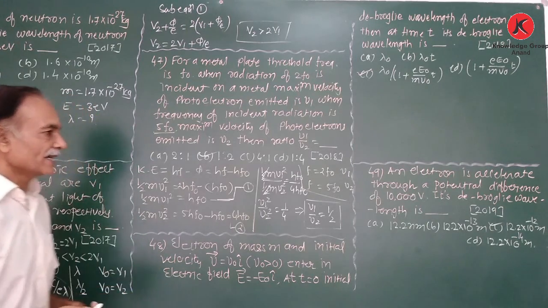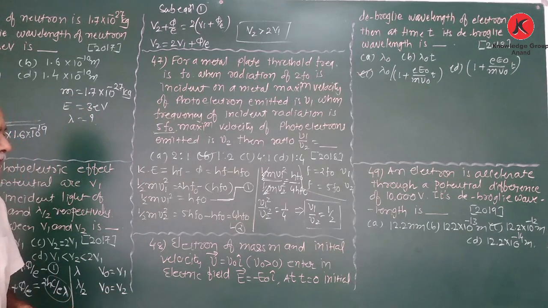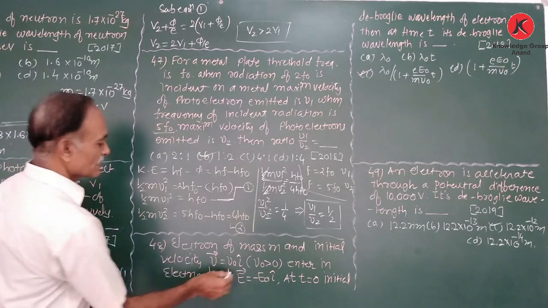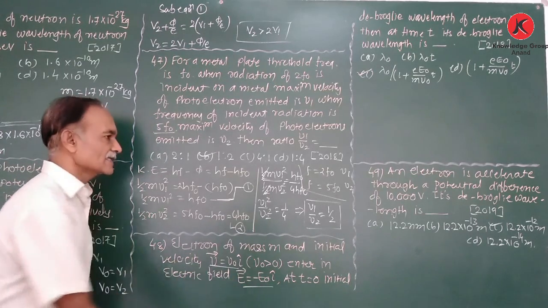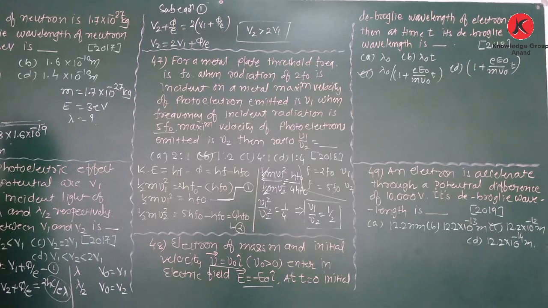Now the next: an electron of mass m and initial velocity v = v0 i enters an electric field E = -E0 i. At time t = 0, the de Broglie wavelength of the electron is lambda 0. Then at time t, what is its de Broglie wavelength? For that purpose, the velocity v0 i is given and the electric field -E0 i is given.